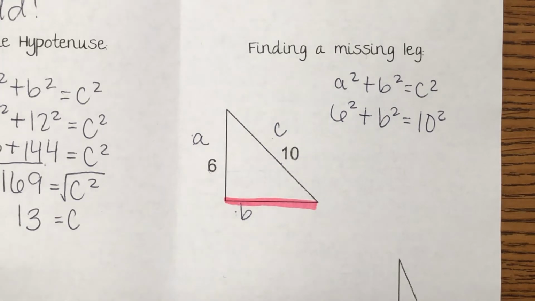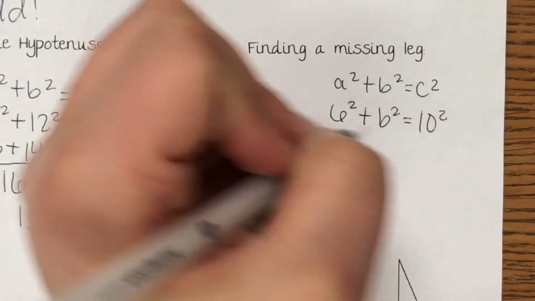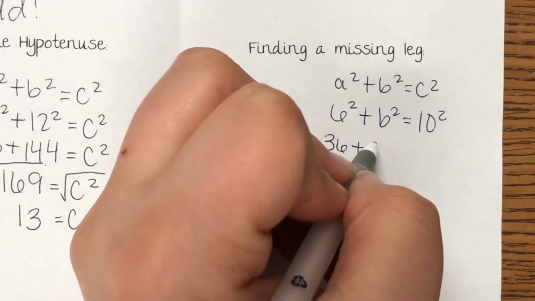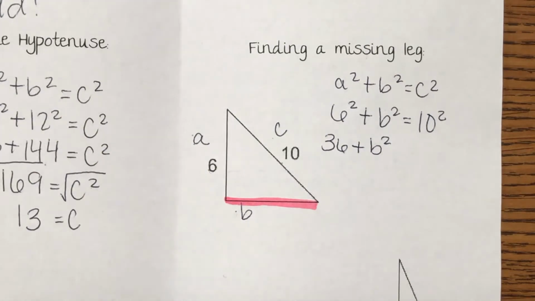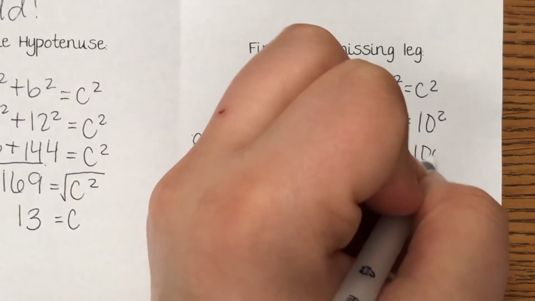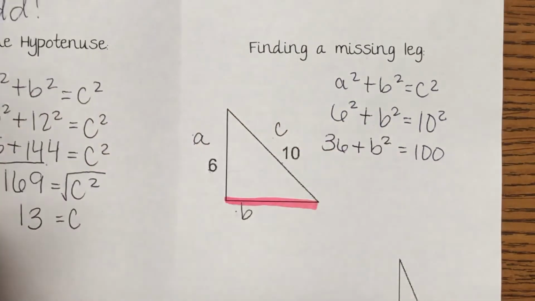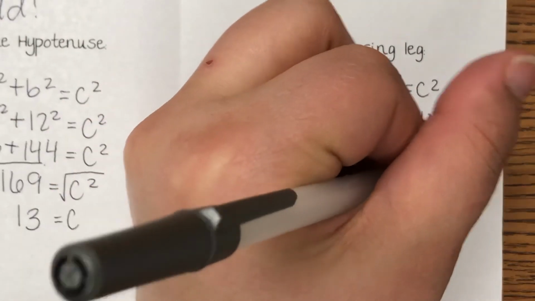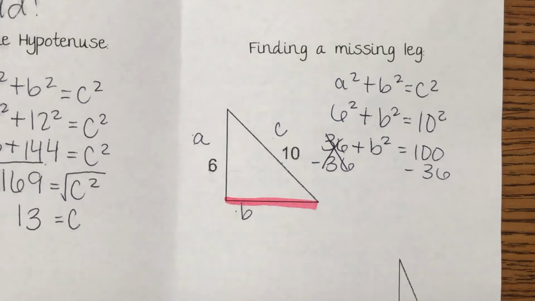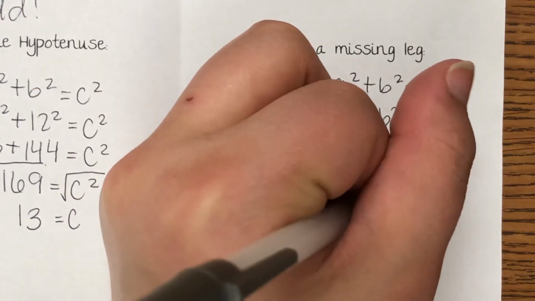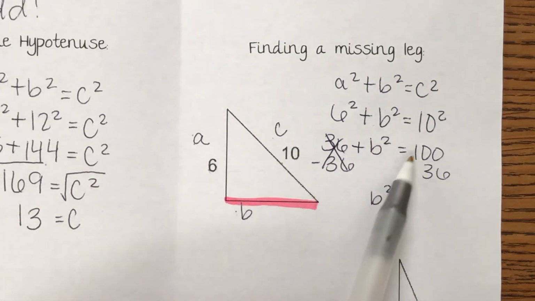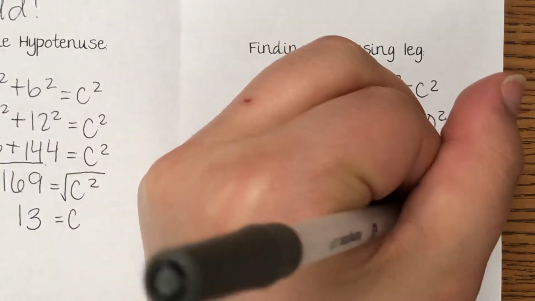Now I'm going to simplify. So 6 squared is 36 plus b squared. I don't know what b is, so I'm going to leave it b squared. And then 10 squared is 100. Now, in order for me to get b by itself, the first thing I need to do is I'm going to have to subtract 36 from both sides in order for me to cancel it out on this side. So I still have b squared over here, and then I have 100 minus 36. 100 minus 36 is 64.